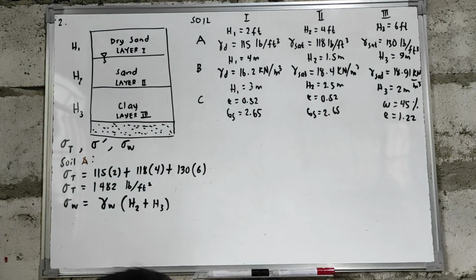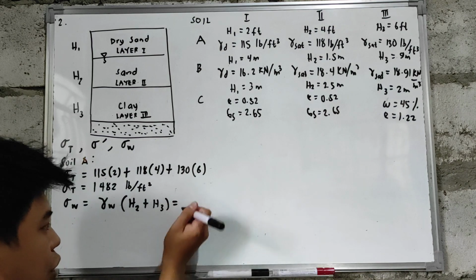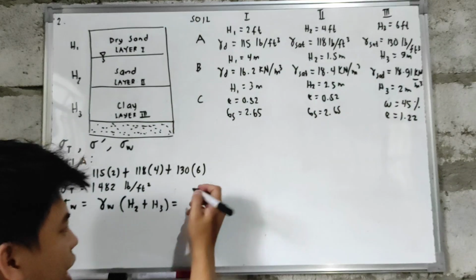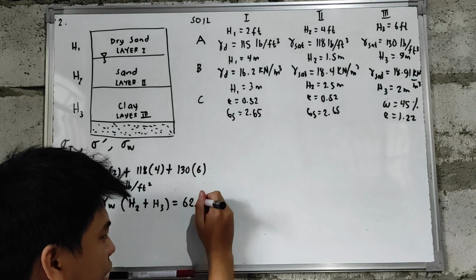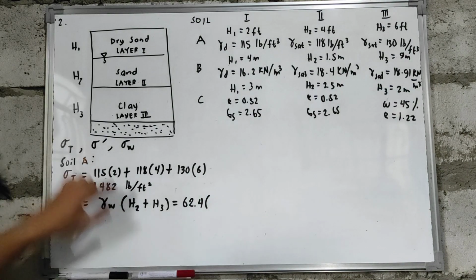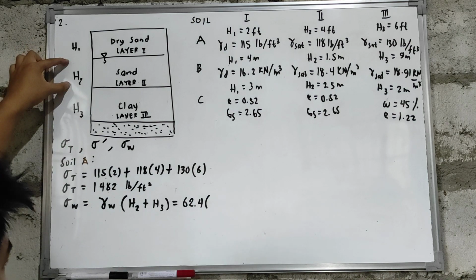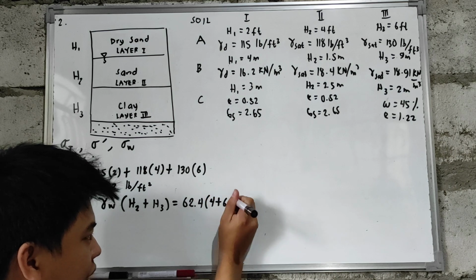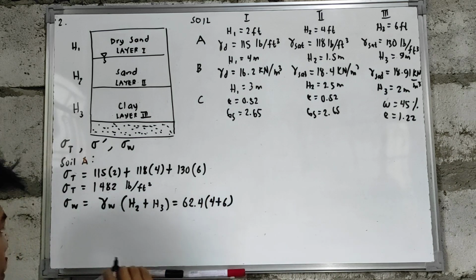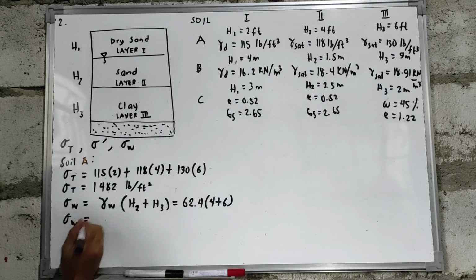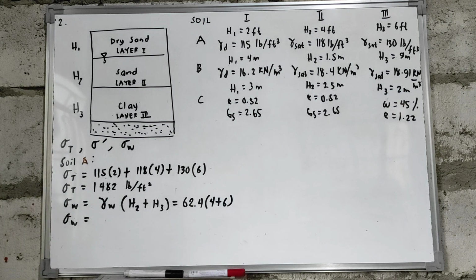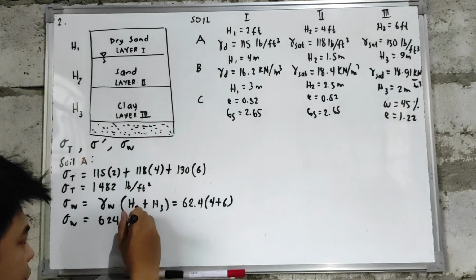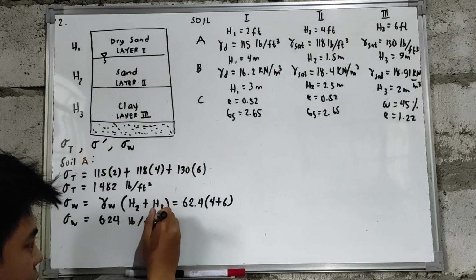clay. So kung ko-compute natin yan, since naka-pounds at saka feet tayo, so gagamitin natin unit weight ng water is 62.4. So, yung h sub 2 natin for this one is we have 4. In sub 3, that is 6. So, yung value ng pore water pressure natin is equal to 624 pounds per feet squared.